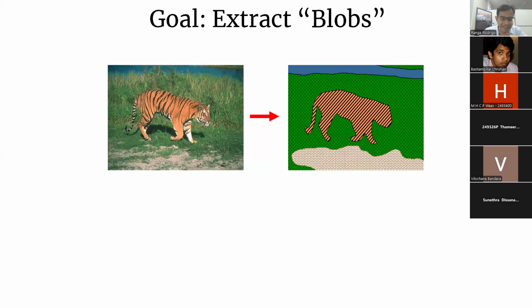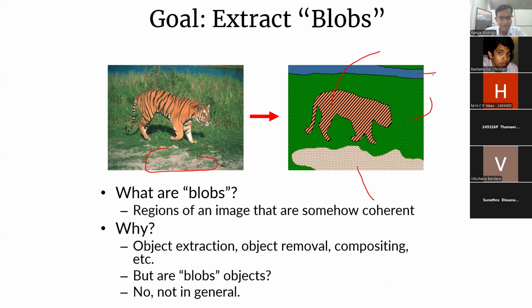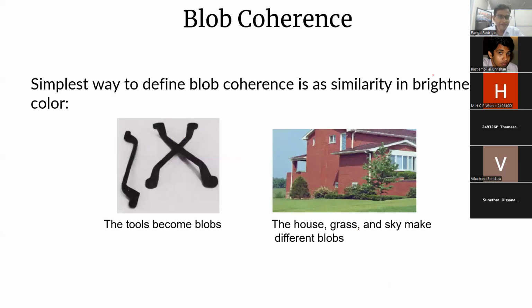Extracting blobs is a sort of segmentation, but for example, the triangle blob, the gravel blob, the grass and the river, this is very hard. What are blobs? They are regions of an image that somehow are coherent. Blob extraction, object removal, composition, and others are very important. But are these blobs objects? That's also a question. In general, they are not. The simplest way to define object coherence is similarity of brightness or color. Based on the color, we do that.